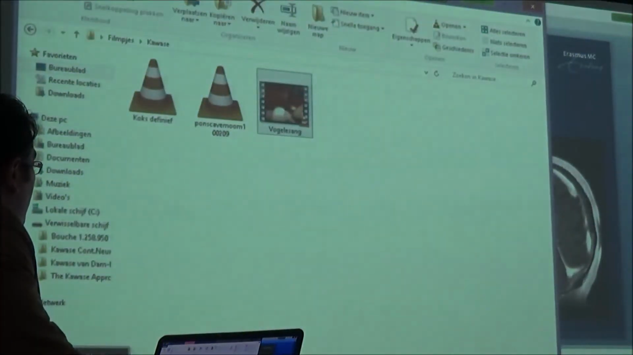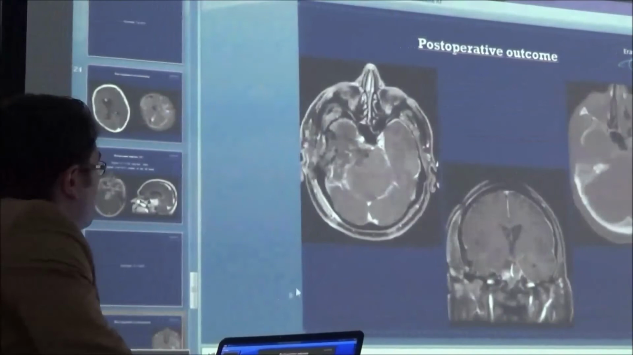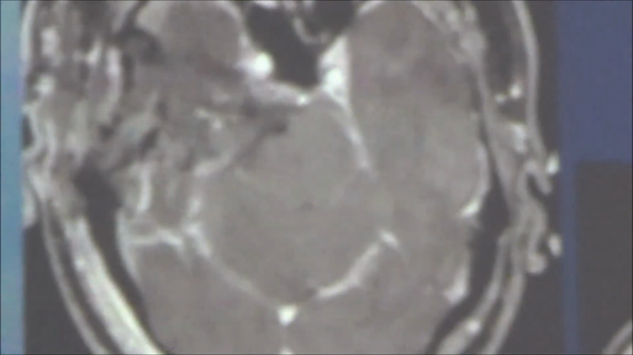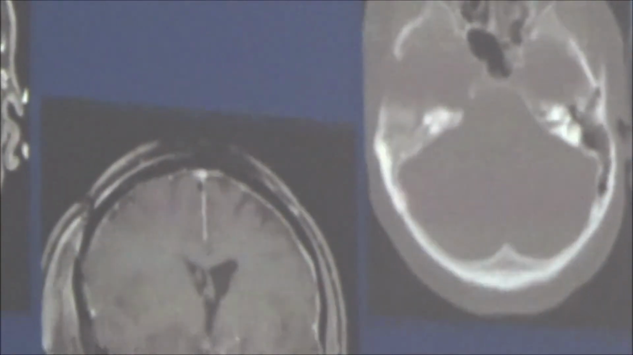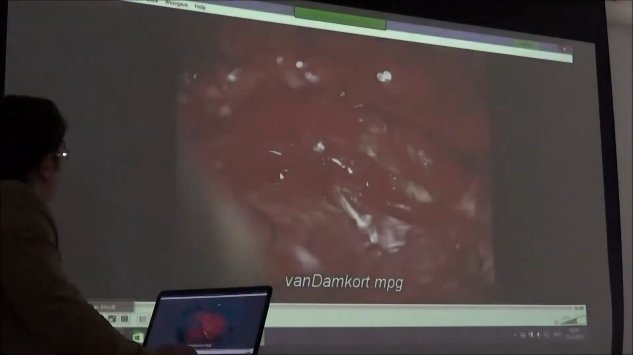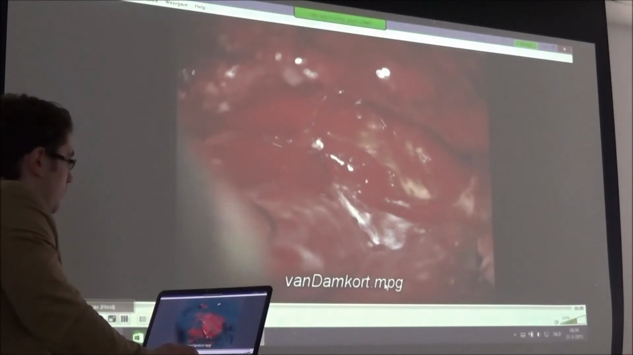This was the case, and the postoperative scan was okay. You see a little bit of edema, and you see the apex of the petrous bone, it's gone. I just want to show you one more movie before we finish this talk and we go on to the next one.